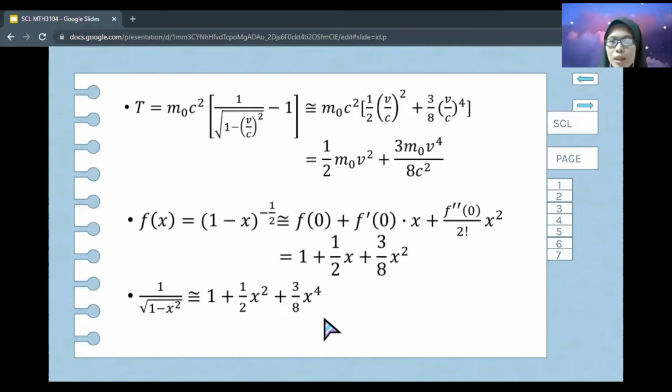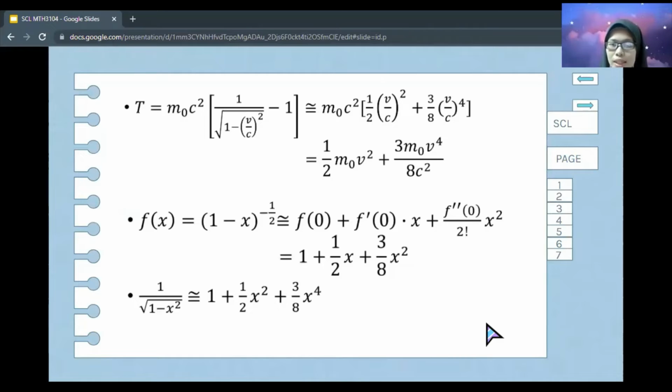So m naught times c squared is simply multiplying. Now the first term is 1, but I have a negative 1, so it vanishes. The next term is 1 over 2 of the variable squared, where the variable is v over c squared. If you group those terms together, it will exactly become 1 over 2 times m naught times v squared. So it's the classical expression for the kinetic energy. The classical expression is the first non-zero term in the Taylor series expansion of the relativistic expression.